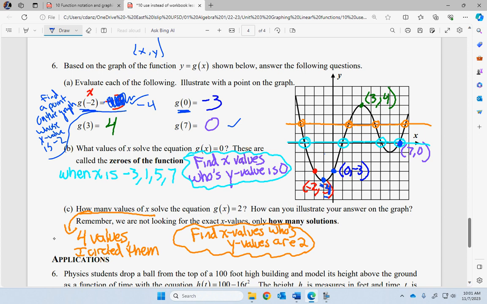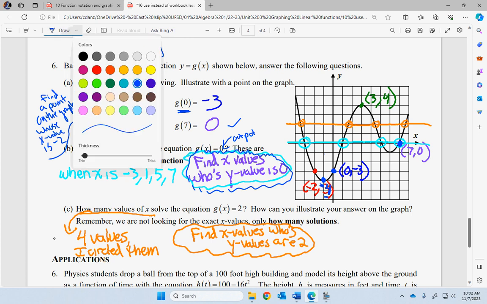So what values of x solve the equation when g of x is equal to 0? Really what they're asking us to do is to find the x values whose y value is 0. That's what I wrote right here. Find x values whose y value is 0. When they give me this answer, they're giving me an output. An output is a y value. So I used this aqua color line here. I drew a line along the x-axis because that's when y is 0. And I circled all the points in that aqua color.